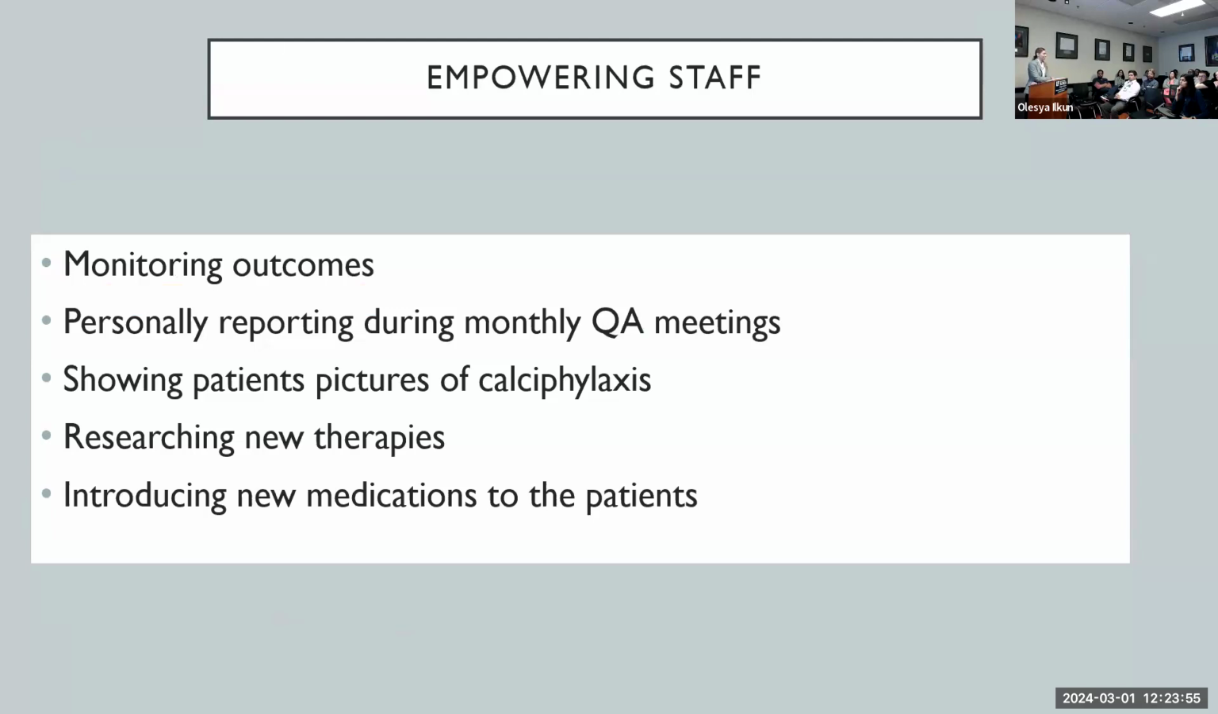So how do we address that in the dialysis unit? We address it through empowering both patients and the staff and education. In my case, we are empowering our nutritionists. And what they have done, they not only monitor outcomes and personally report them during our QA meetings. So that is their part, their project, they're the experts. They also show patients pictures. They show not only calcifications, but calciphylaxis, especially in the places where you truly don't want to have it. And it's very graphic pictures, it truly works when you display that. They research new therapies, and they do introduce new medications to the patients.